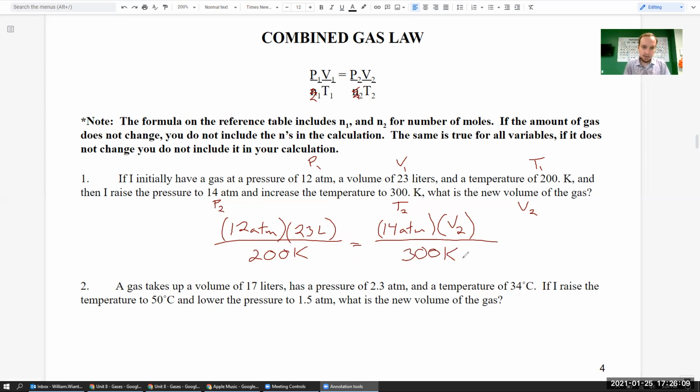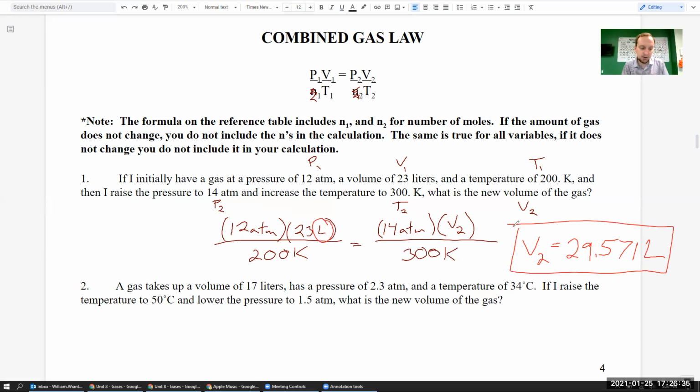Okay, I'm going to take 12 times 23 times 300. Then I'm going to divide that by 200 and divide that by 14. And I get V2 equals 29.571. And that is going to be in liters because remember, the unit of V1 is in liters.